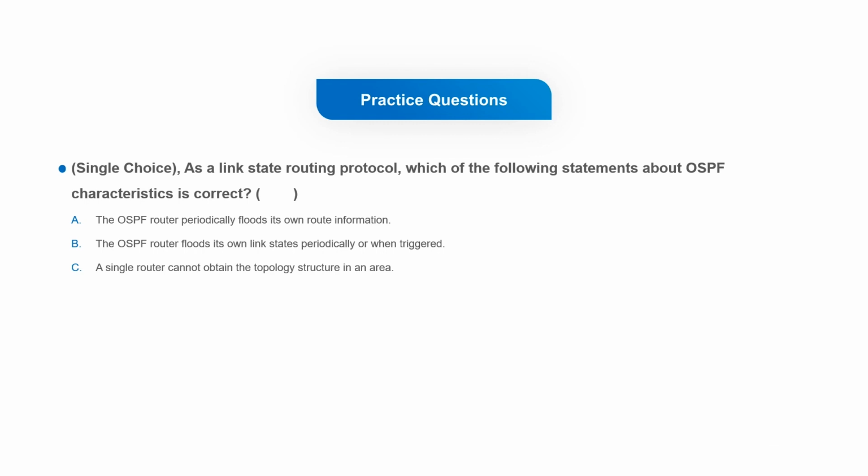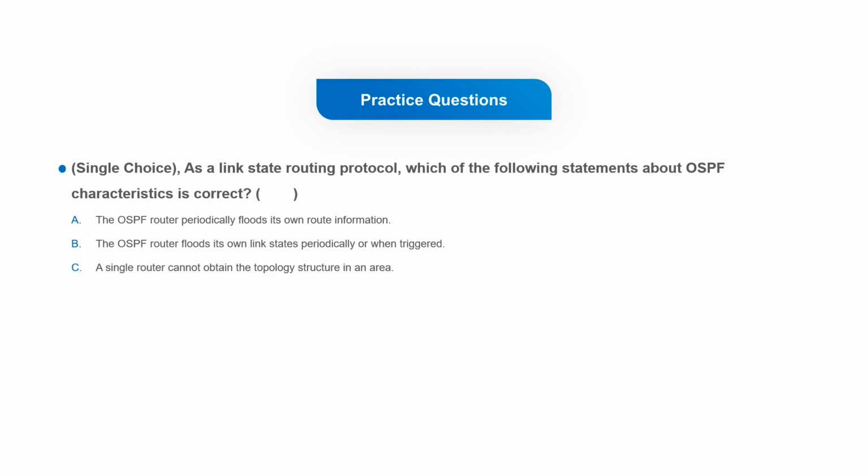For the first practice question, it's a single choice question. As a link state routing protocol, which of the following statements about OSPF characteristics is correct? Option A is the OSPF router periodically floods its own router information. Option B is the OSPF router floods its own link states periodically or when triggered. Option C is a single router cannot obtain the topology structure in an area.